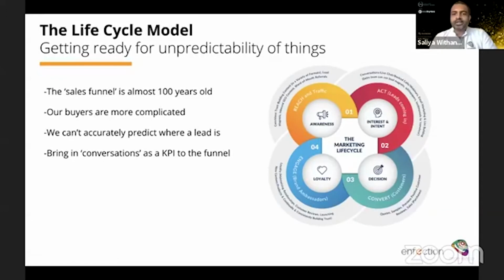So it can be an online chat. It can be a telephone call through an account manager. It can be a lead qualifying call, whatever it is. Conversations lead to conversions. So this whole conversational commerce part actually comes into play. And I think it's time that we brought those in as KPIs also.